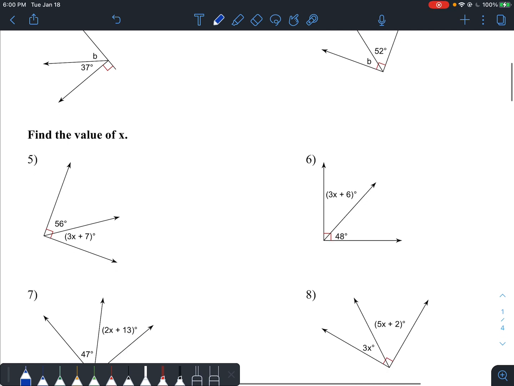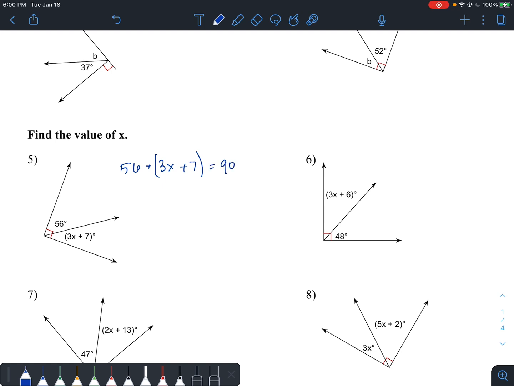In these examples here, we want to find the value of x. Now we're going to be using the same idea. I know that these two angles together have to be 90 degrees. So let me take 56 degrees. So 56 degrees plus whatever angle this is, and the only thing it tells us about this angle is that this angle right here is 3x plus 7. So I'll do plus 3x plus 7 has to be equal to 90 degrees.